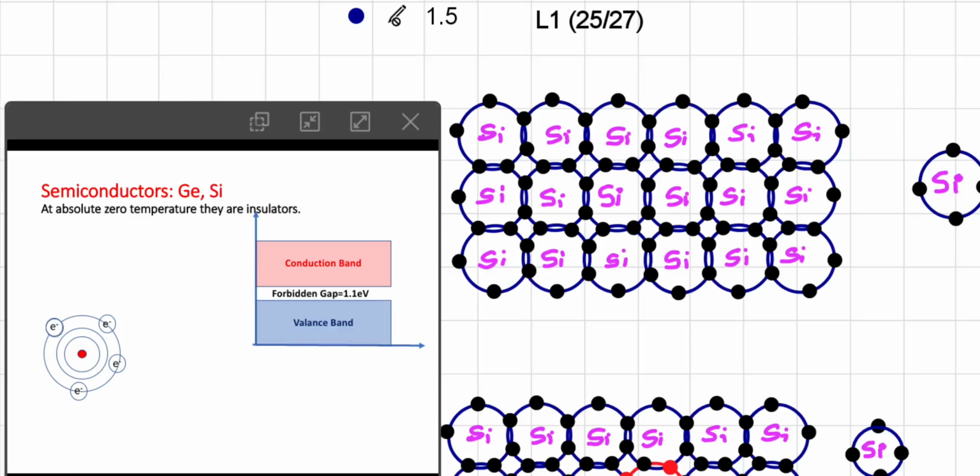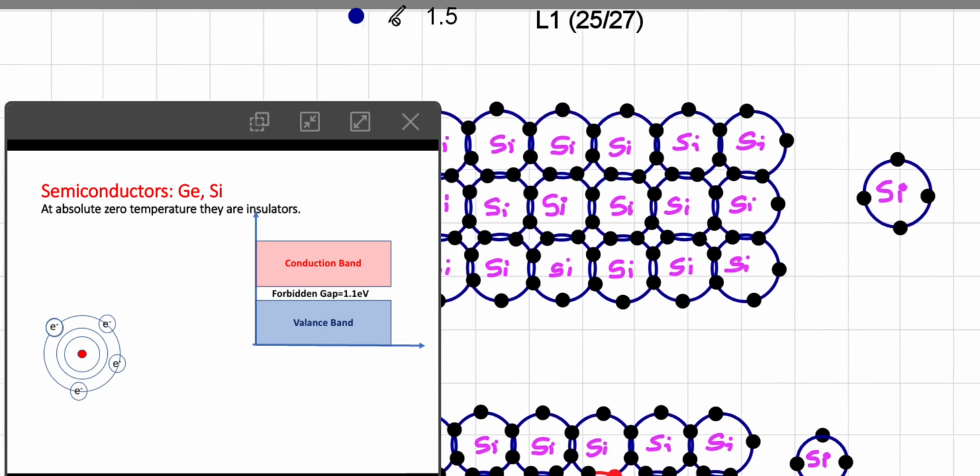So let us talk about semiconductors, germanium, silicon. We are going to consider the case of silicon. Now here we see that at absolute zero temperature these semiconducting materials act as insulators. When the temperature is absolute zero, no electrons can jump from the valence band to the conduction band. Now, how we are using semiconductor devices as a diode, the PN junction diode, and consequently in the transistor, that we are going to see in this.